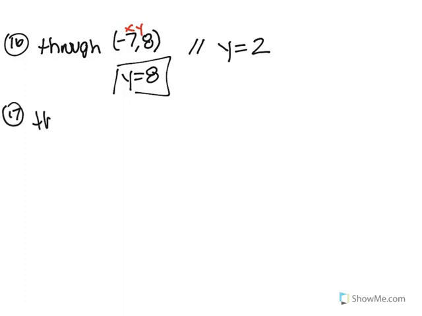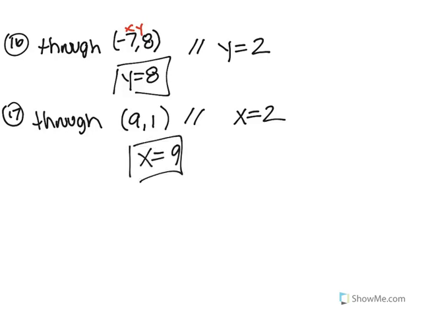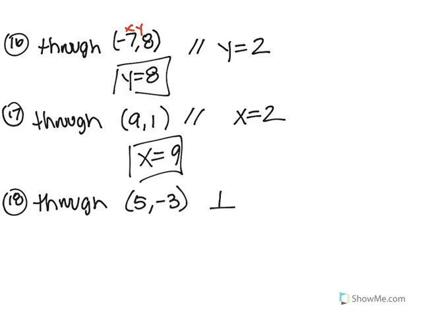Okay? Write the equation of a line that's going to go through the point (9, 1), and it's parallel to x equals 2. Come on, x equals 9. Very good. Gave you a vertical line. Give me another vertical line back because they're parallel. They got to look the same. Same slope.